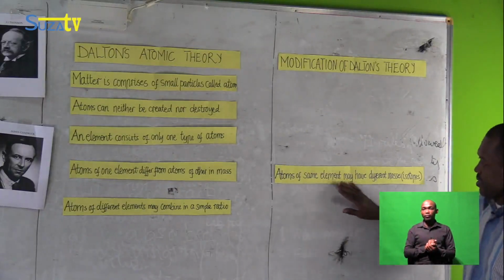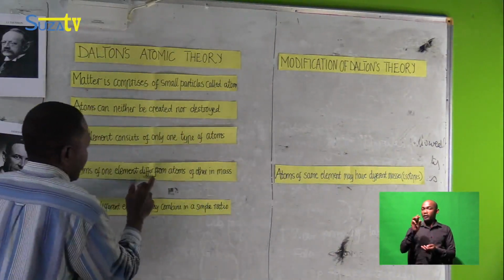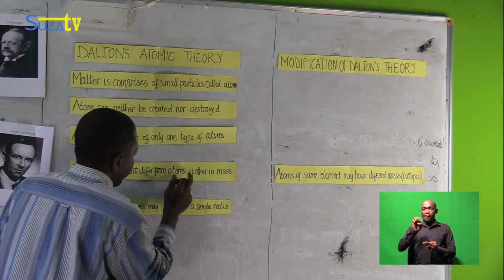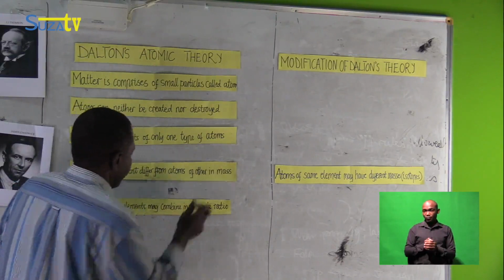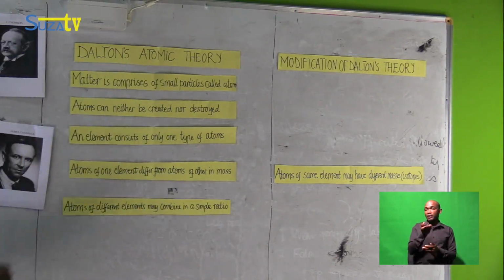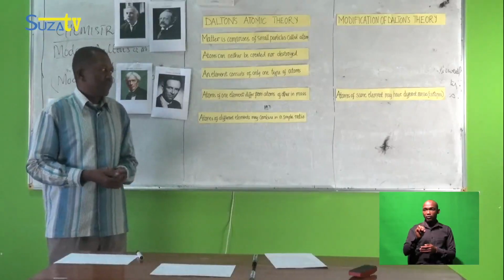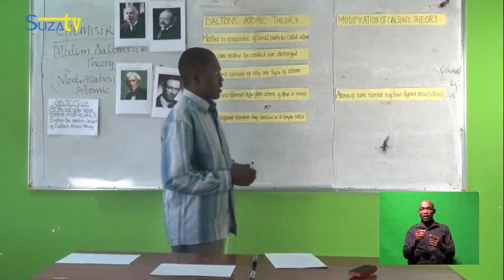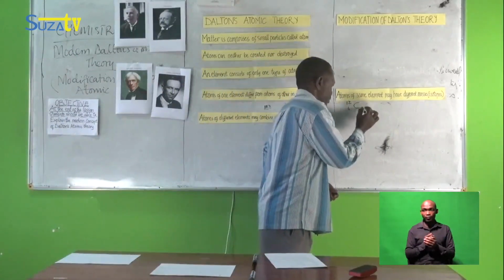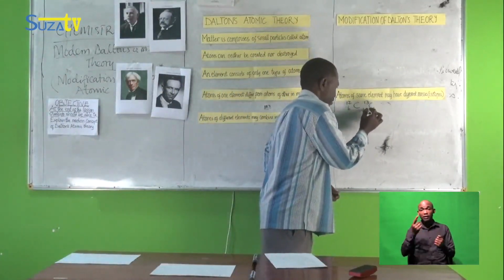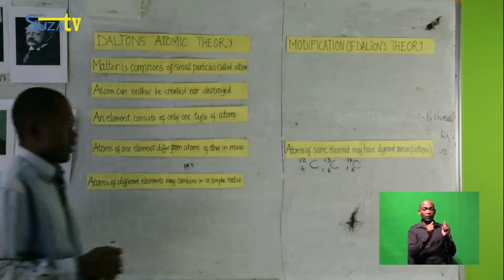Atoms of the same element may have different masses. Atoms of one element differ from atoms of another element in mass. But in the case of the same element, maybe their atoms differ in masses, which is isotopes. For example, an isotope of carbon may have 12, another carbon may have 13 mass, and another carbon may have 14 mass. So that is the meaning, just an example.